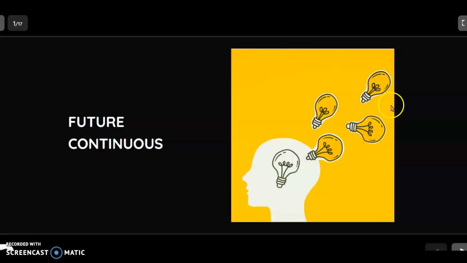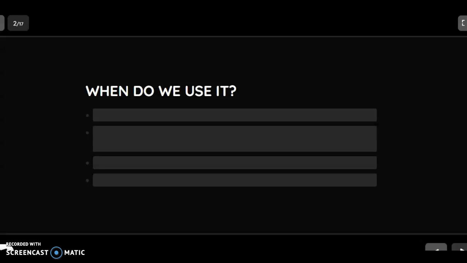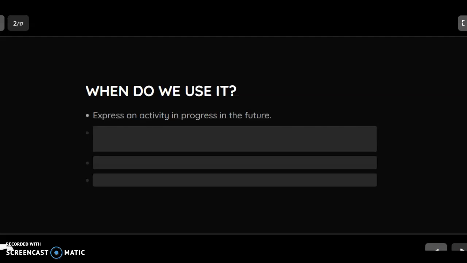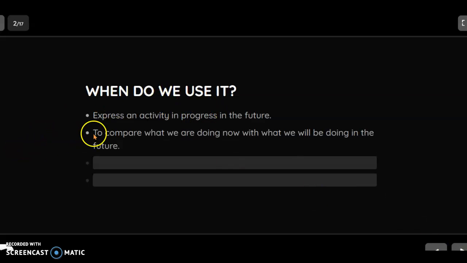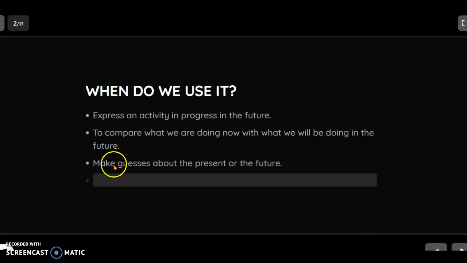Okay, so let's start. We're going to start practicing and remembering a little bit of the future continuous, what we learned last week. So when do we use this tense? We use it when we want to express an activity in progress in the future. That's why it's called continuous, because of its progressiveness, okay? We also use it to compare what we are doing now with what we will be doing in the future at a specific time. And we use it to make guesses about the present or the future.